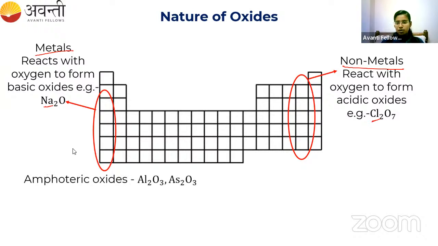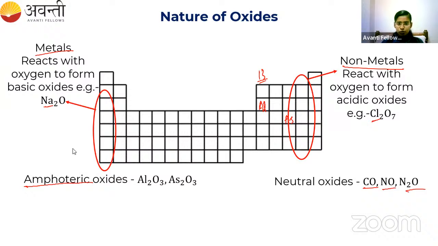If I go for aluminium, it occupies group 13. Arsenic occupies here. So the elements which are present in the middle of the periodic table form oxides of this type, which are called amphoteric oxides. Only two oxides are amphoteric in nature, aluminium oxide and arsenic oxide. Then the last category is neutral oxides. Okay, CO, NO, N2O. So these three will fall under neutral.